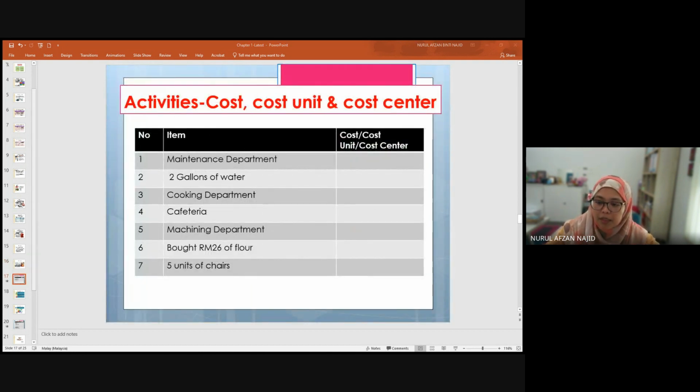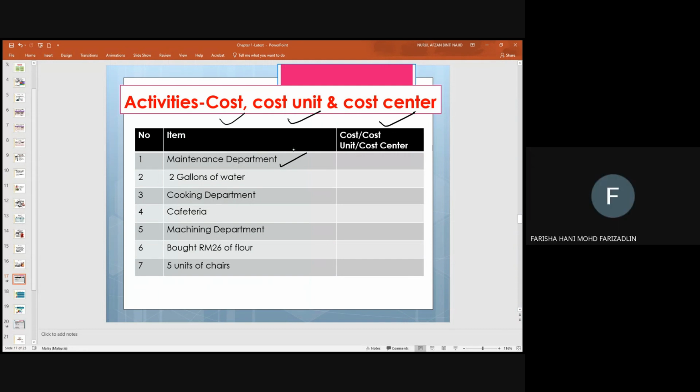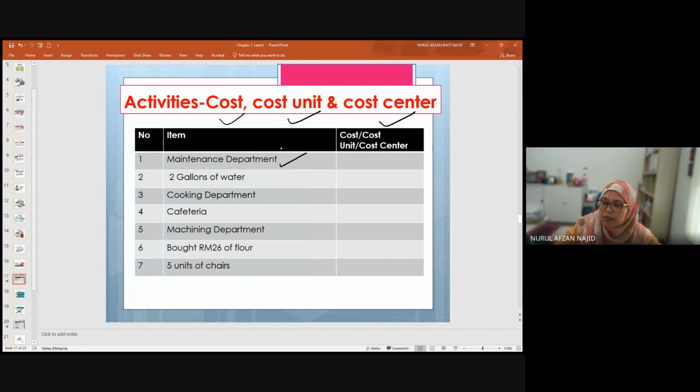Madam nak panggil nama. Okay, kita buat aktiviti. Sama ada you boleh classifykan cost unit ataupun cost center. Okay, number 1, maintenance department. Farisha Hani, are you here? Yes, madam. Okay. Maintenance department can be classified as cost unit or cost center? Cost center. Cost center, good.